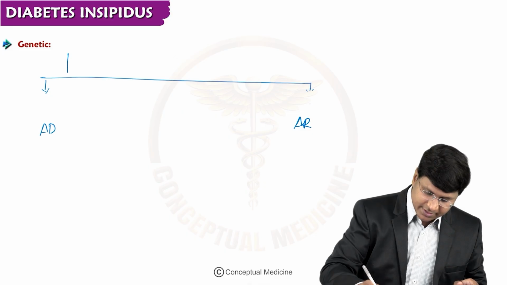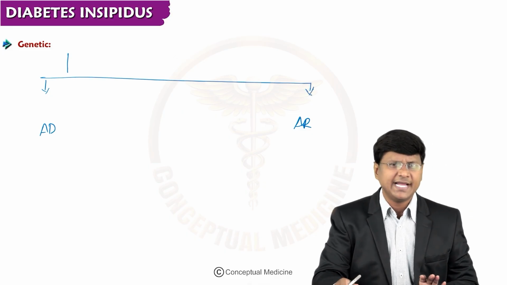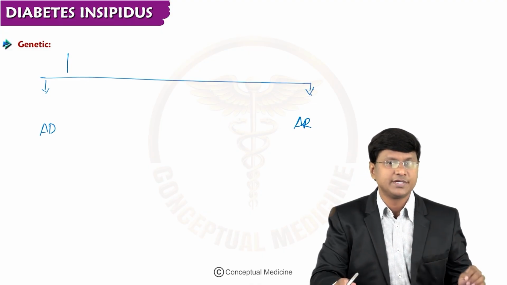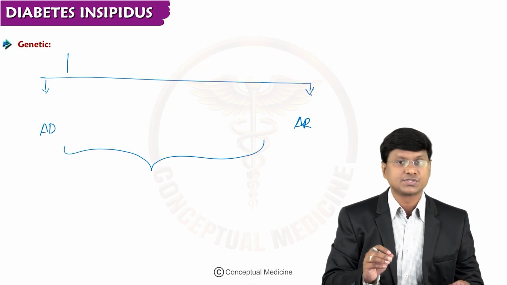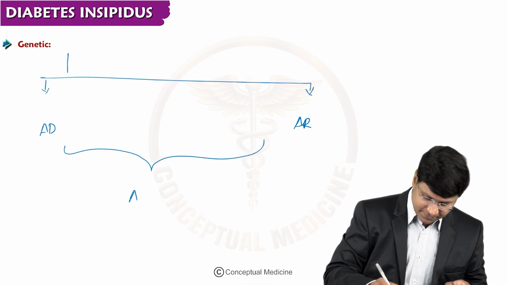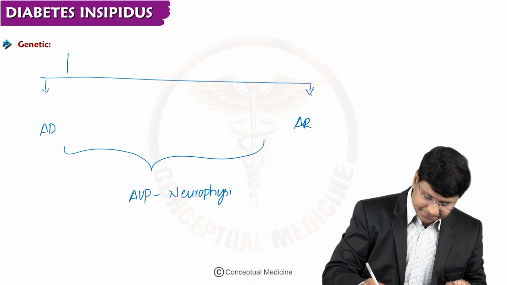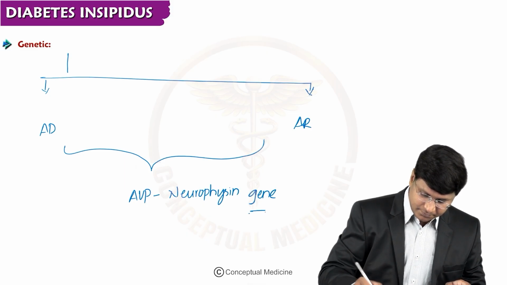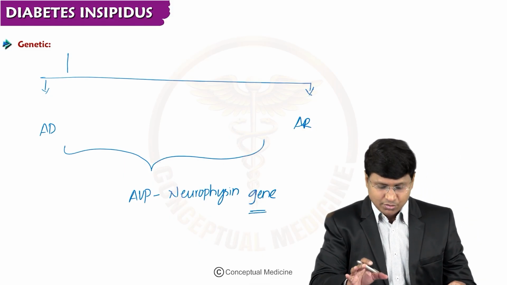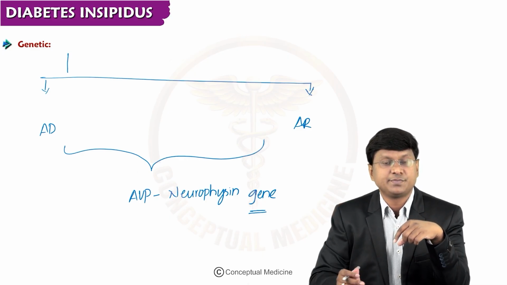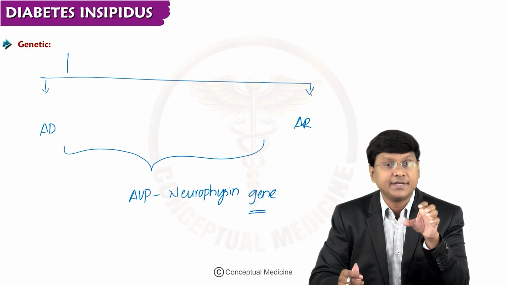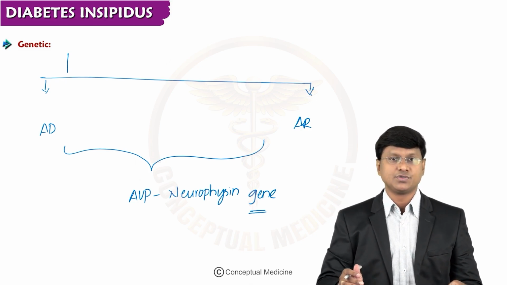inheritance or autosomal recessive type of inheritance. Now you take either autosomal dominant or autosomal recessive form of inheritance. In either of these, the gene which is being mutated is the arginine vasopressin neurophysin gene. This particular gene is the one required for the synthesis of antidiuretic hormone. If there is a mutation in this gene, then the synthesis of antidiuretic hormone will be reduced. Okay, so autosomal dominant as well as autosomal recessive.